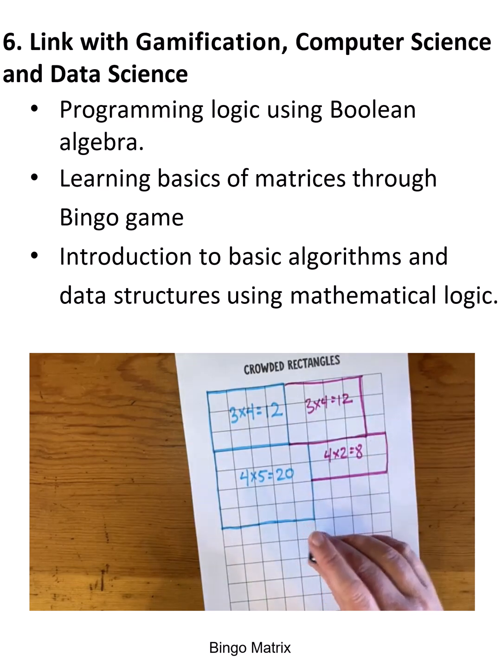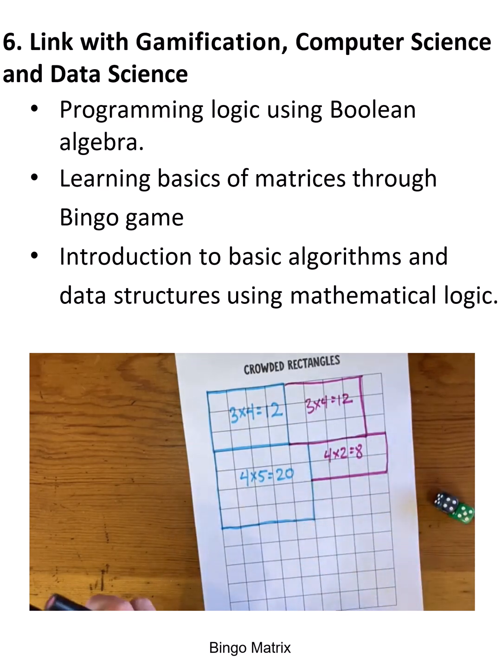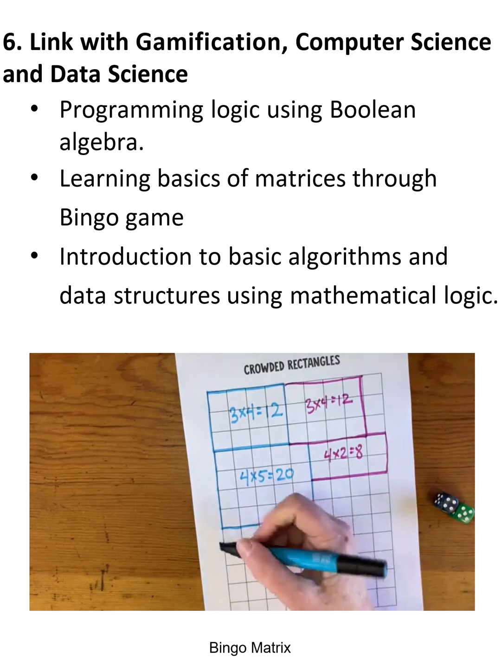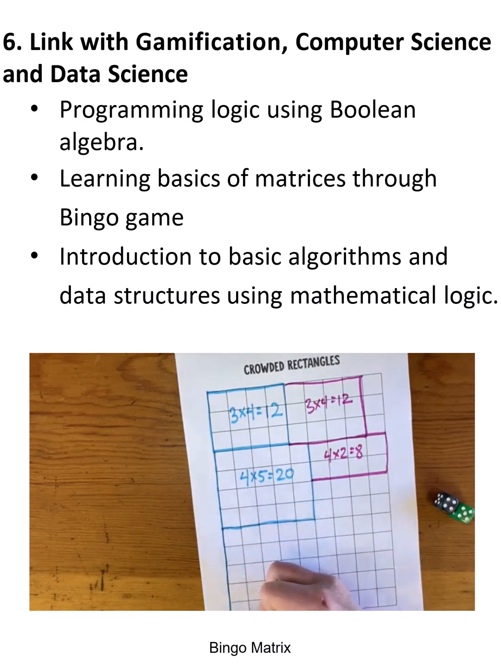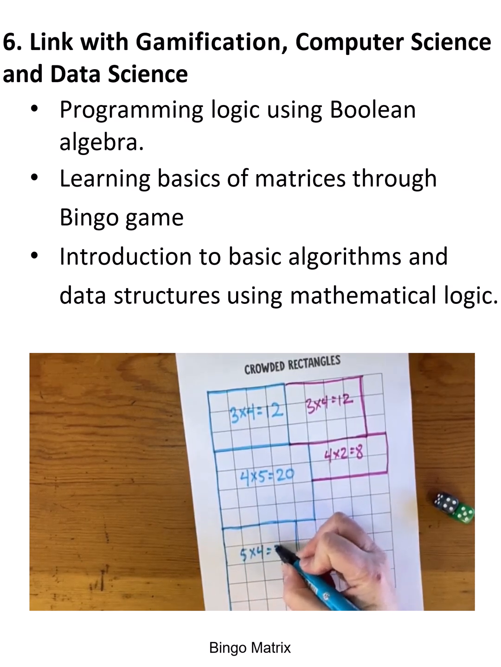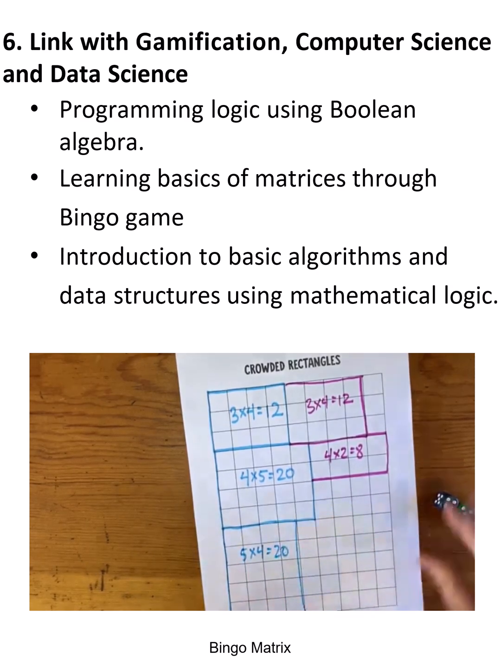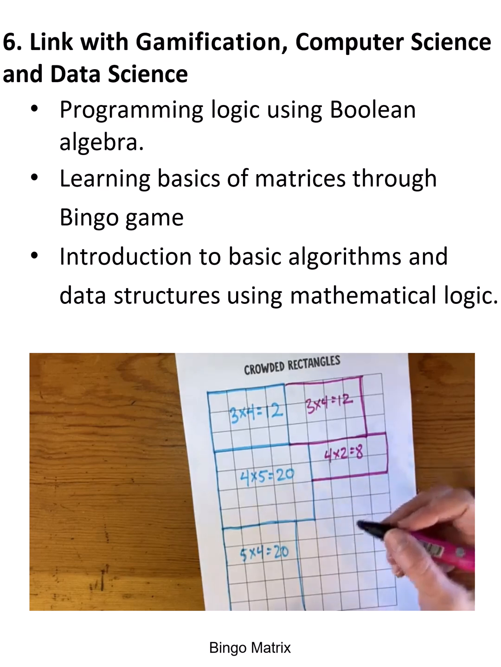Oh, we're rolling some big ones. 5 times 4 is 20 again. Five times 4 equals 20. Let's see if pink can get a big one. 3 times 6 is 18. Let's see here.